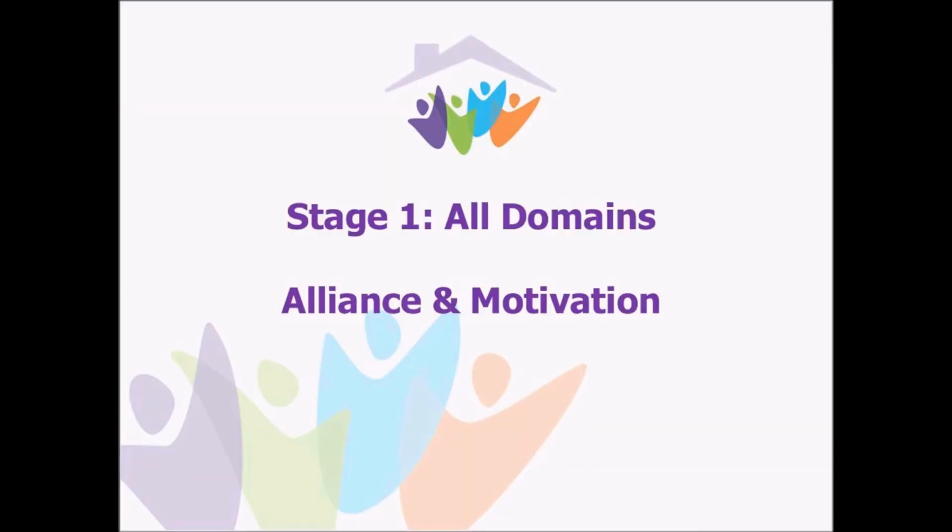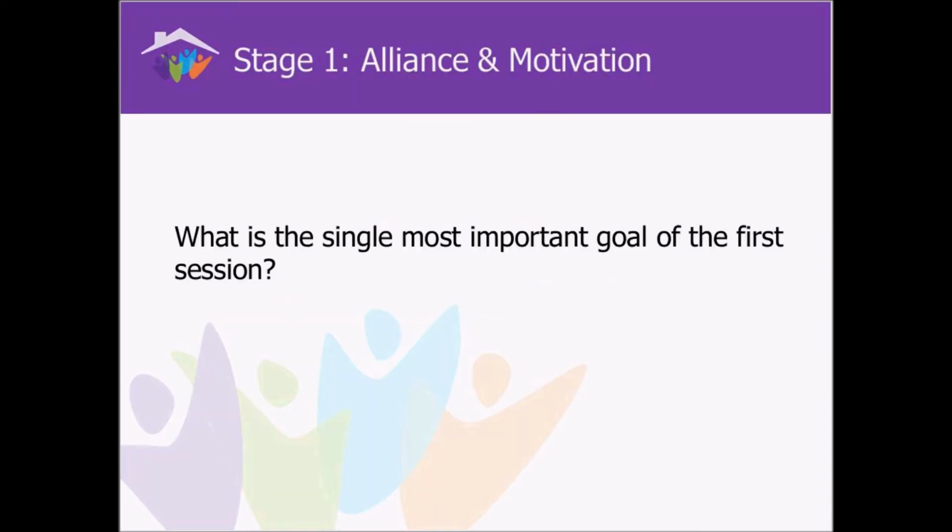Okay, let's continue, a little sense of it. Now we talk about stages and domains. So we'll start at stage 1, of course, and I'm going to talk a little bit about all domains because we do similar work to develop alliance and motivation with the youth and the family, parents, but we also do special things with each because they're at a different developmental level. So let's talk first about stage 1, all domains.